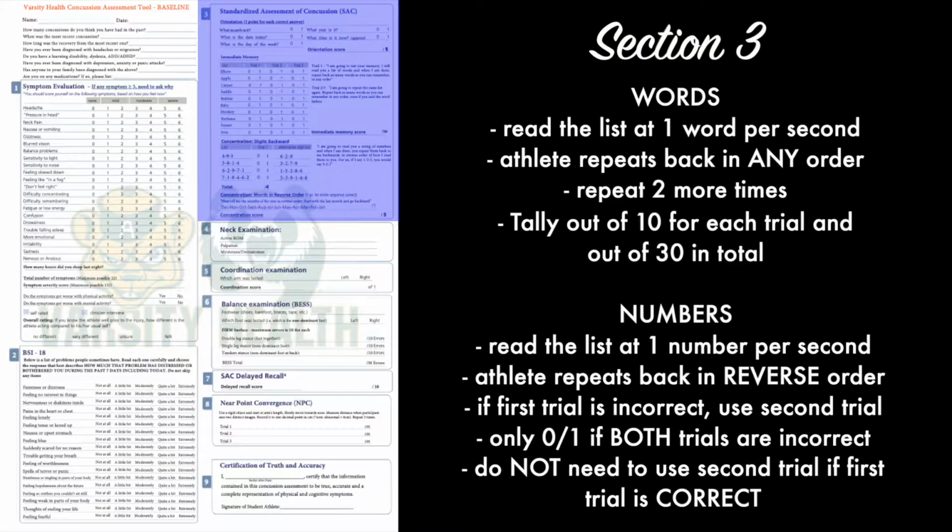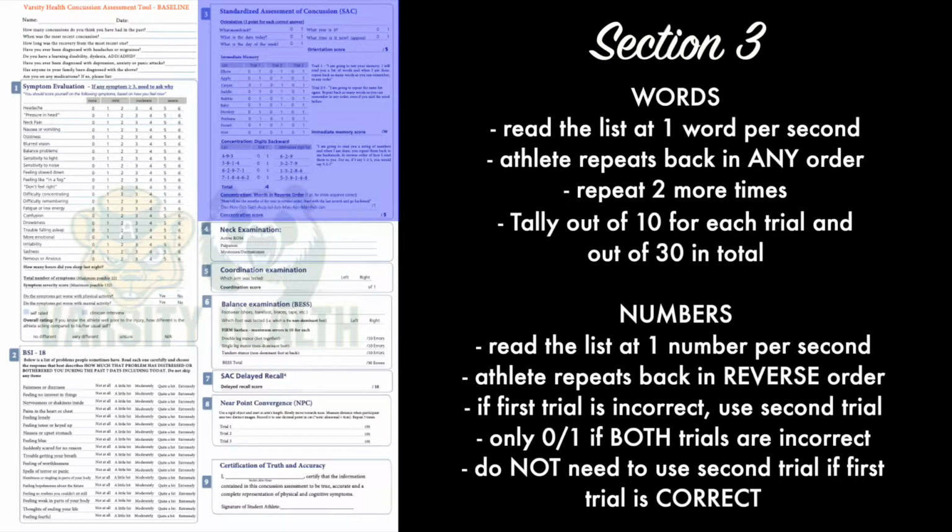Starting with Section 3, you'll need to complete the rest of the form on behalf of the student athlete. The first part of this section is 5 simple questions. Be sure to score each one out of 1 and give an orientation score out of 5 based on how many questions they answered correctly.